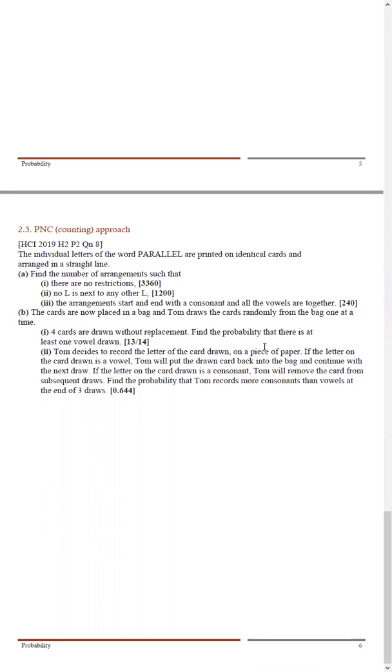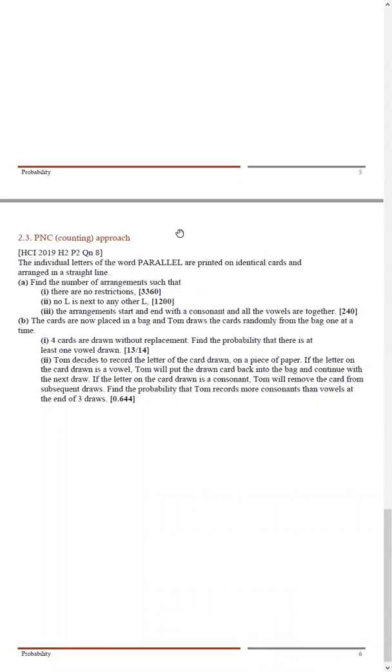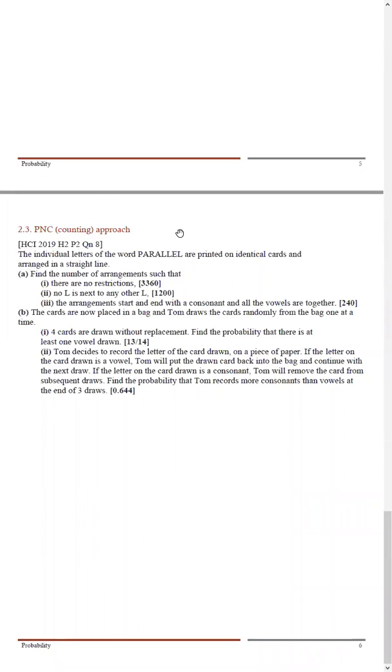Individual letters of PARALLEL are printed on identical cards and arranged in a straight line. Find the number of arrangements such that there's no restriction. Firstly, this is a standard question of vowels and consonants. Most importantly, we are looking at the repeats. Which are repeats? We have two A's and three L's. So in total we have 8 letters.